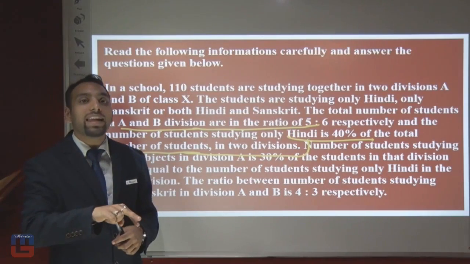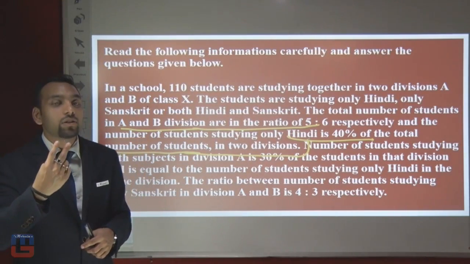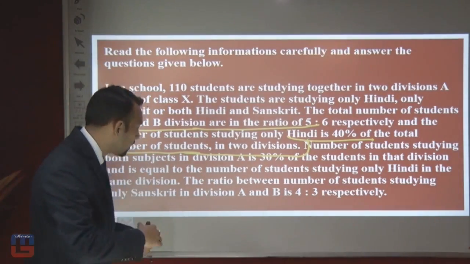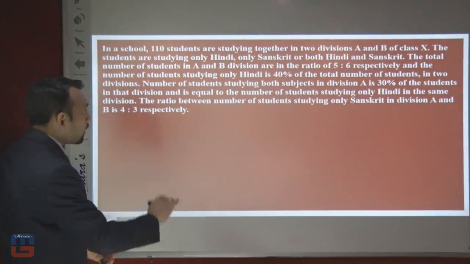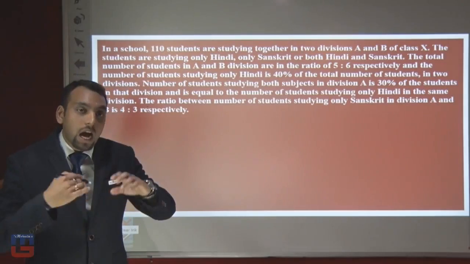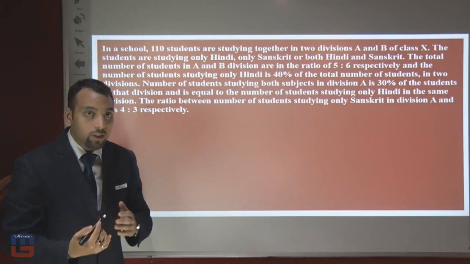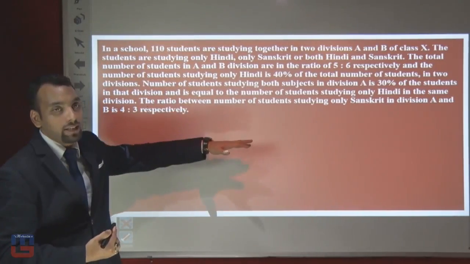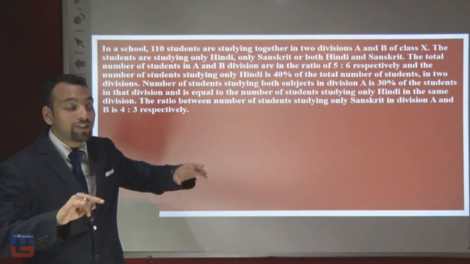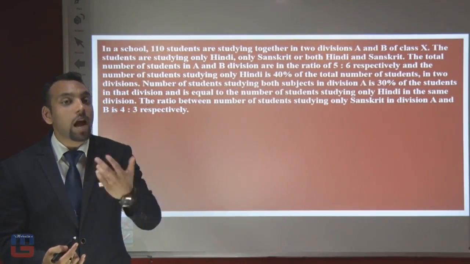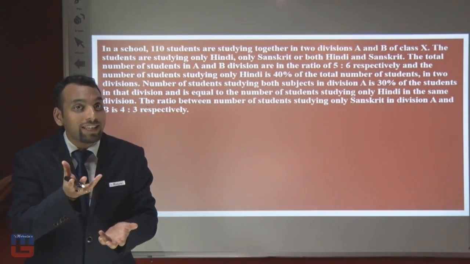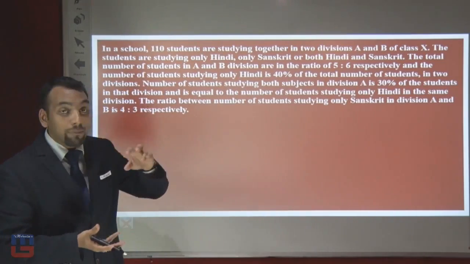In the same way, in division A we have two circles, one for Hindi and one for Sanskrit. Now let us see how we will calculate, or how I will draw the Venn diagram with the help of this data. Basically you have to see the method, or the approach, from where I am getting the information, and from which line I am getting the information.